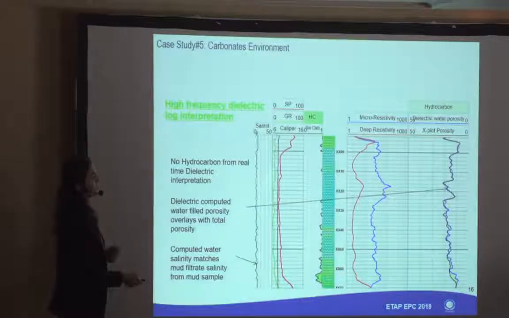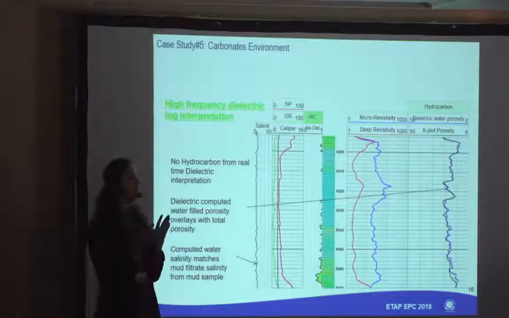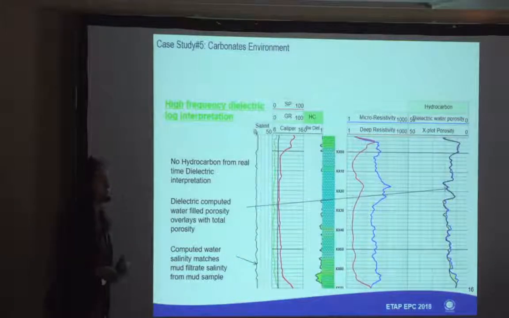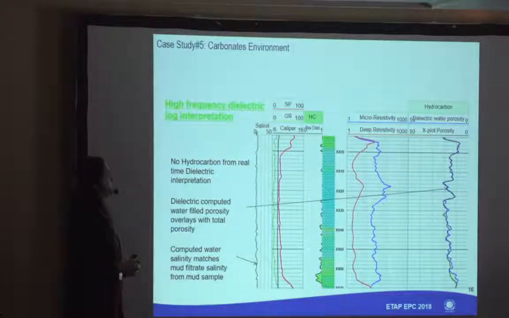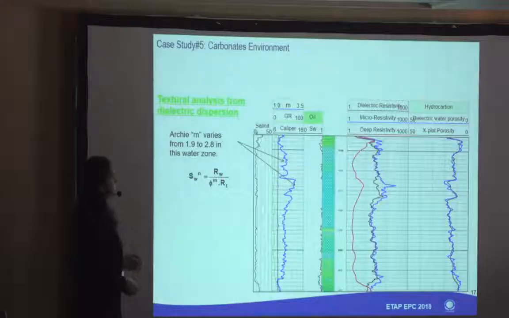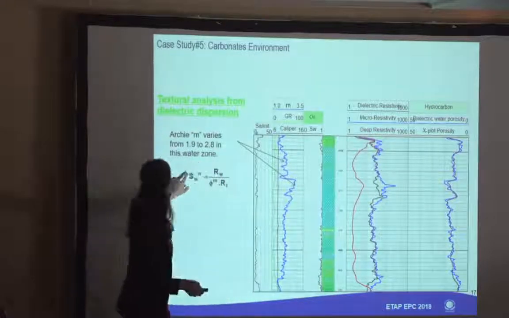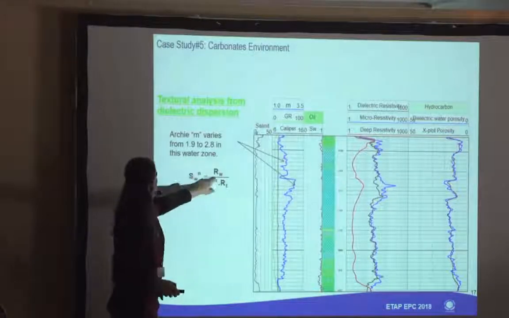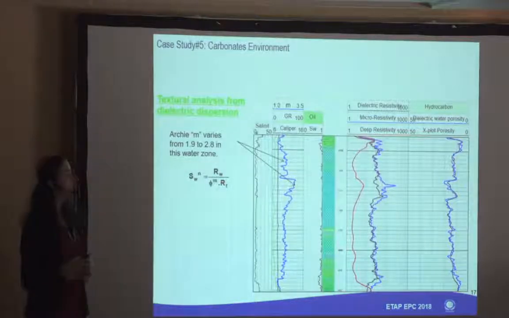From the dielectric, we have, as in the previous case, an overlay between the water-filled porosity and the total porosity. So there is no deficit; it doesn't show any hydrocarbon-filled porosity. So why is this increased? When we looked at the m and n derived from the dielectric scanner, we see an increase in the m exponent of Archie's equation. This is making the resistivity reading high.